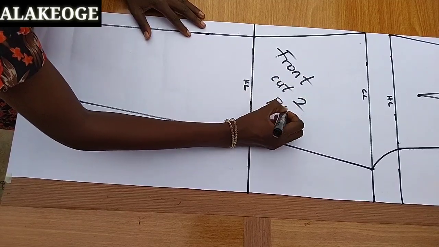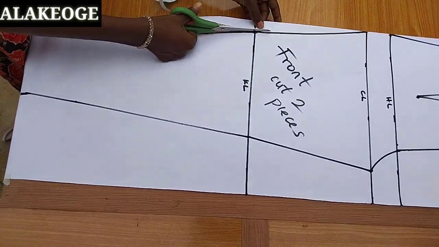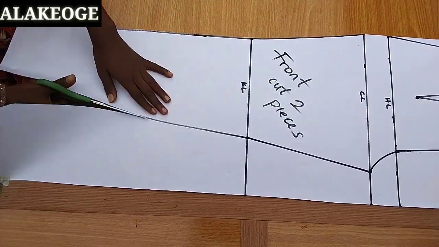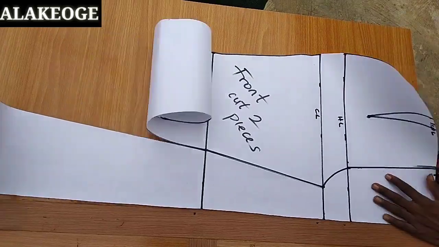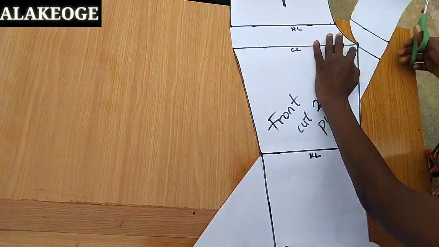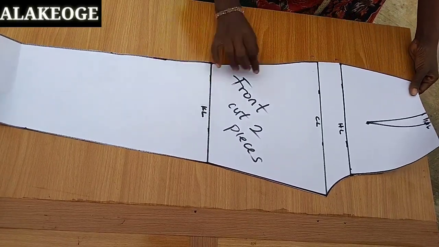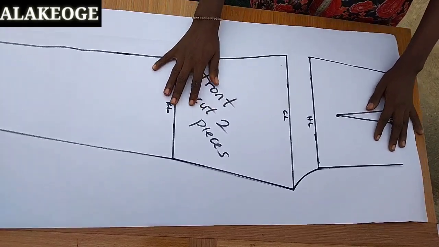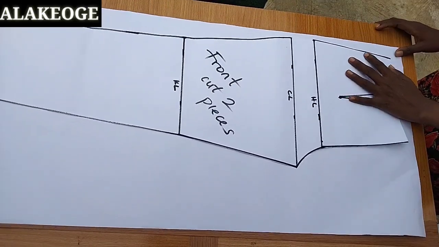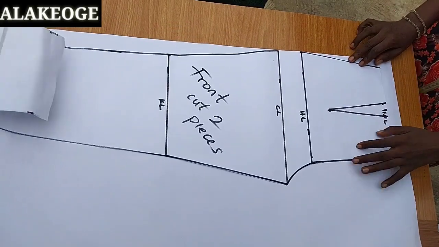So just write your annotation: front, cut 2 pieces right there. Then you're going to just cut off the excess paper. We don't add allowance to the front pattern, we add all our allowance to the back pattern. So this is the front pattern. I'm just going to place a fresh pattern paper below it, and that's what you're going to use to cut out the back. So just place your pattern paper right there very well.